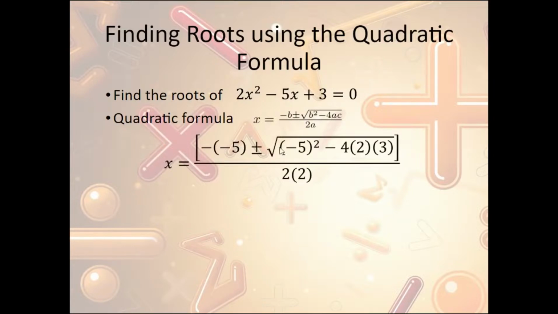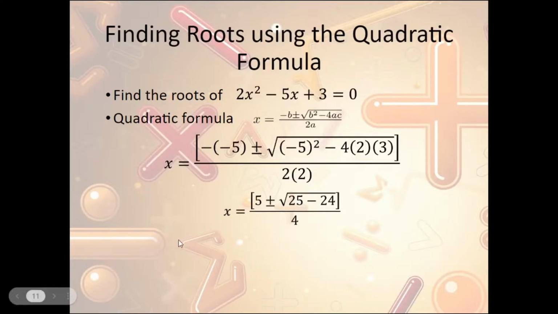Negative 5 is just positive 5. The square root of 5 squared is 25. And then negative 4 times 2 is negative 8, times 3 is negative 24. And then 2 times 2 is 4. So we end up with 5 plus or minus the square root of 25 minus 24 over 4. Well, 25 minus 24 is 1, and then the square root of 1 is just 1. So now we end up with 5 plus or minus 1 over 4.